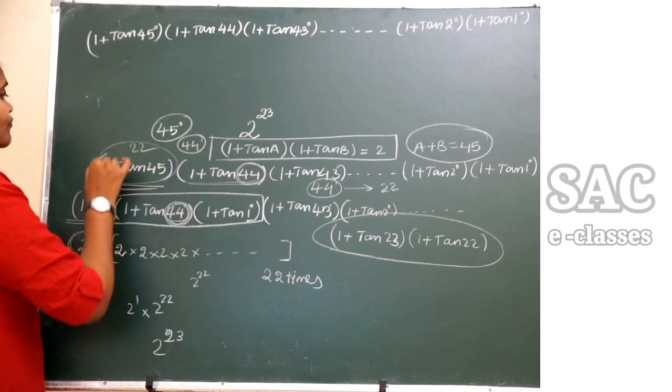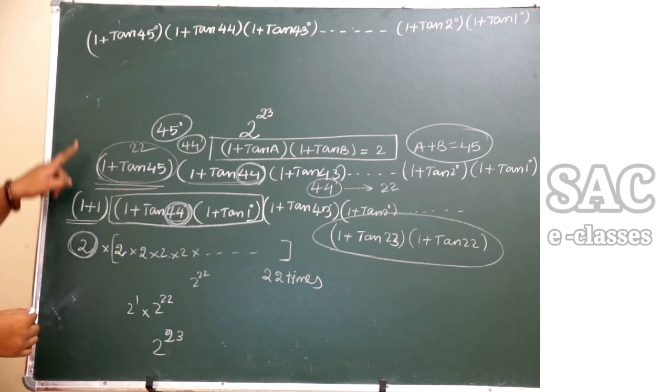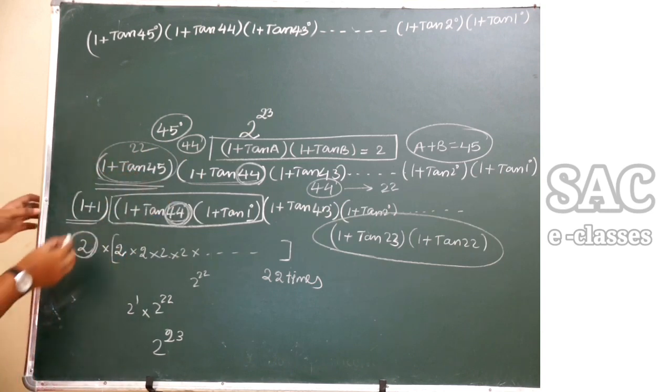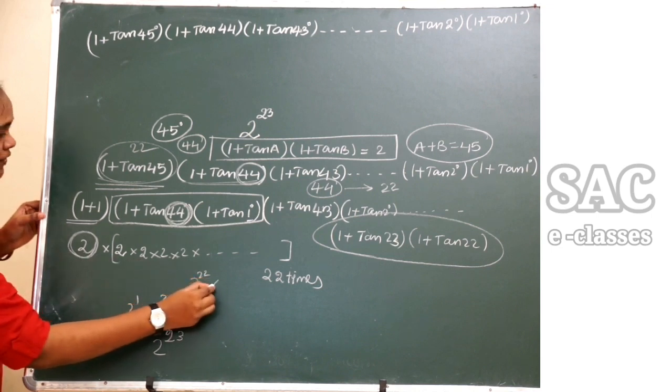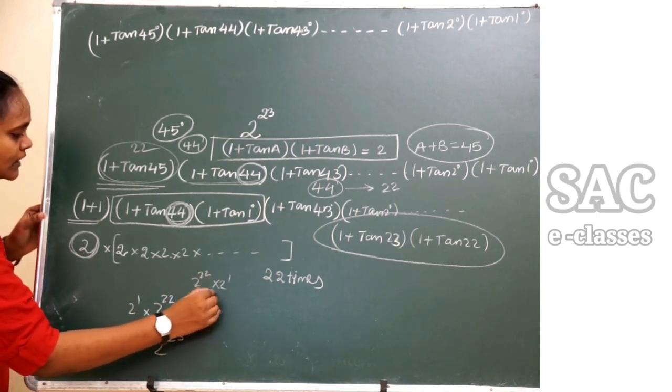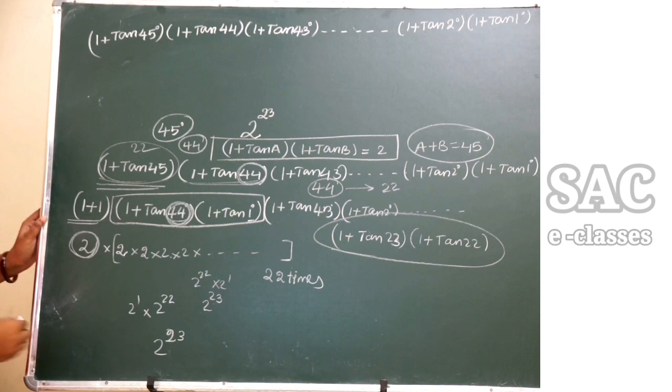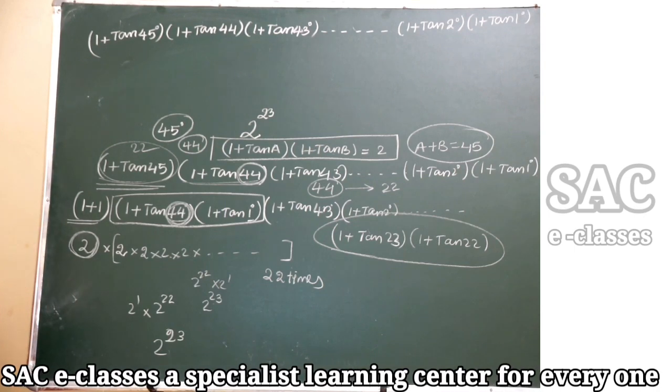But here one more factor is there. That is 1 plus tan 45, which gives you 2. 2 power 22 into 2 power 1. The answer is 2 power 23. Let's move to the next problem.